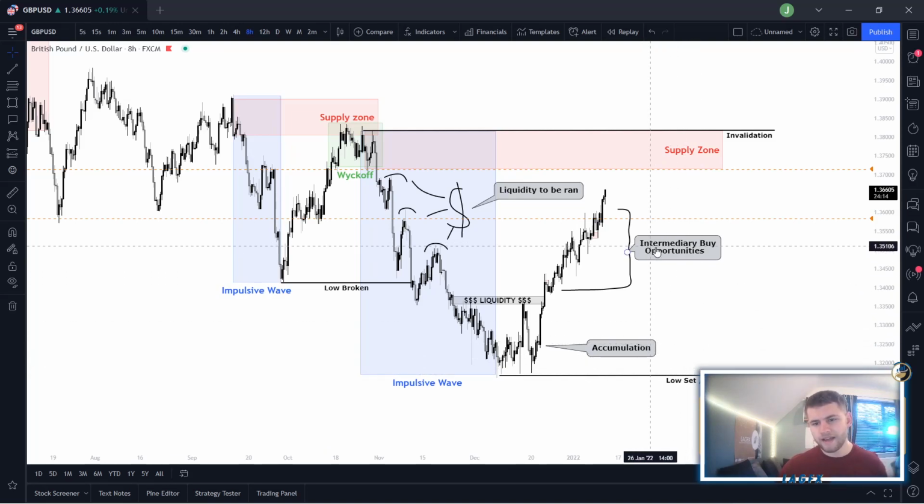So I've labeled this up quite simply. I've used an 8-hour time frame here, and this is something I would typically do, and what I have done, I did at the start of the week.